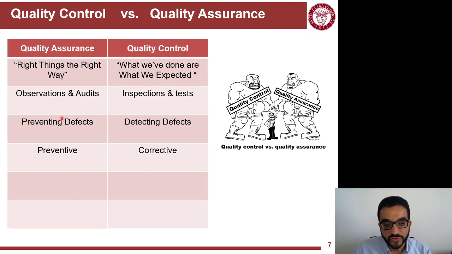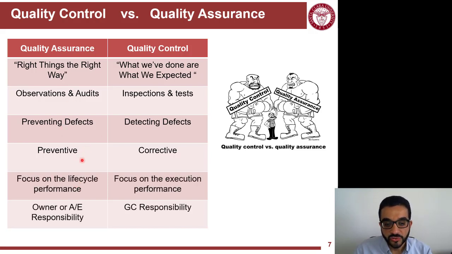In quality assurance, it's about preventing defects. So having processes and the culture of people caring about quality, so it's preventive. In quality assurance, the focus is on life cycle performance because these requirements come from the owner. So the owner identifies the requirements, and the owner cares more about life cycle.